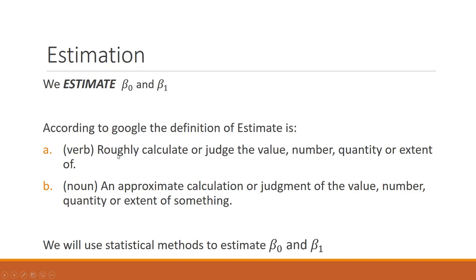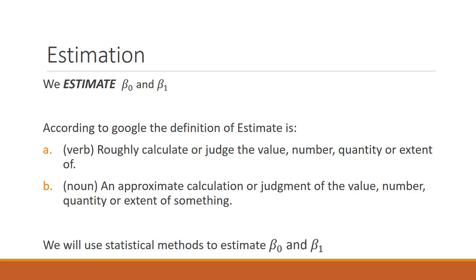All right, so we're defining estimate. To estimate something is to roughly calculate or judge the value, number, quantity, or extent of something. Or as a noun, an estimate is an approximate calculation or judgment of the value, number, quantity, or extent of something. So we use statistical methods to estimate, or to derive estimates of beta 0 and beta 1.